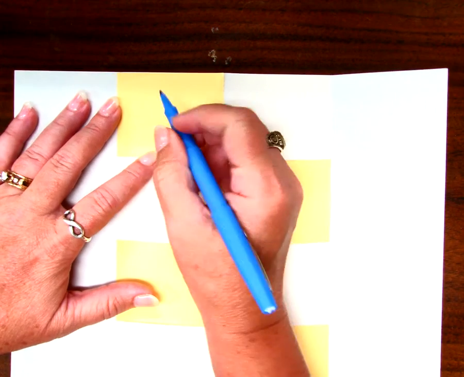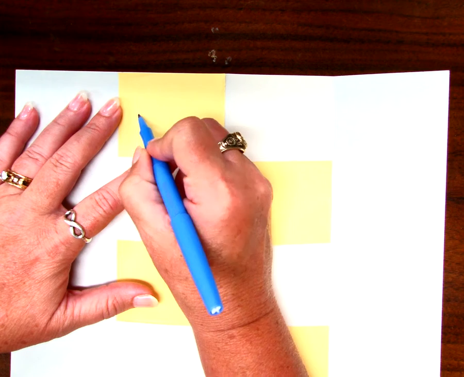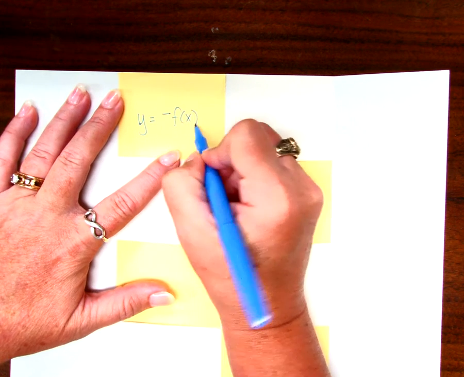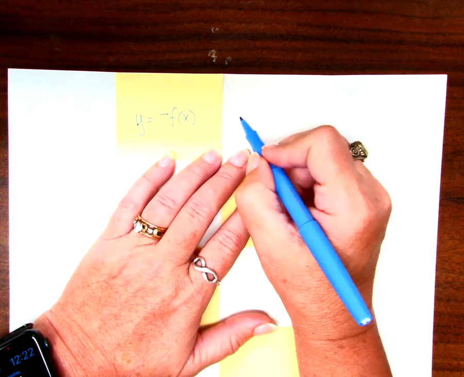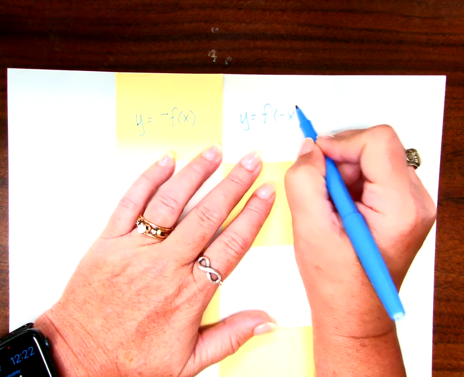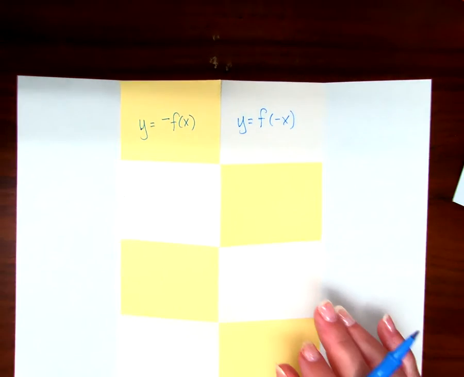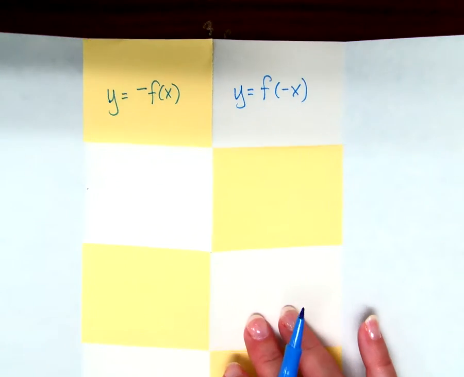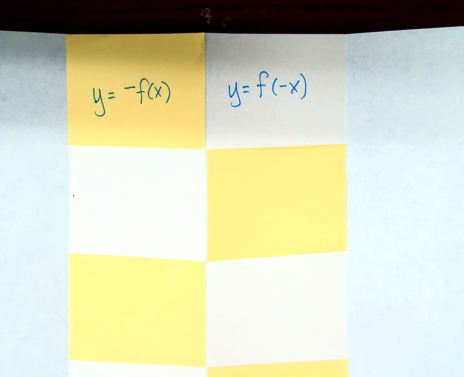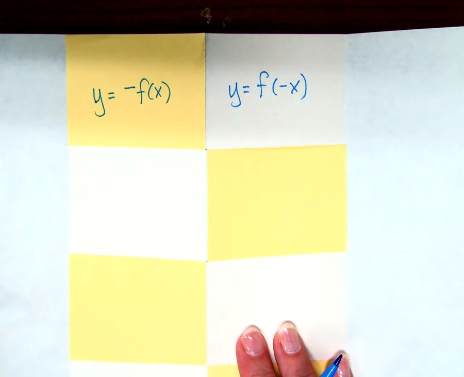In this first top section right here, I'm going to write y equals negative f of x. And on this side, I'm going to write y equals f of negative x. You can't see it. Hold on. There. Yeah, it's ornery sometimes. Thank you for letting me know, though.